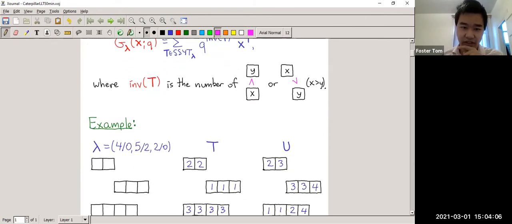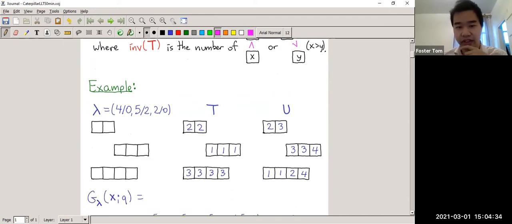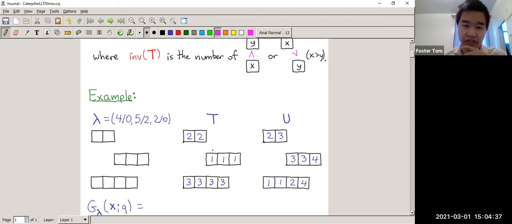Okay, so let's look at an example. On the left here, I have a tuple of skew diagrams, each of which is a row. To calculate the LLT polynomial, we write down all of the semi-standard Young tableaux of this shape. That just means I fill the cells with positive integers, weakly increasing from left to right. There are many, many ways to do this, so I've just written two of them out for us here. And then for each one, what I do is I find the inversions.